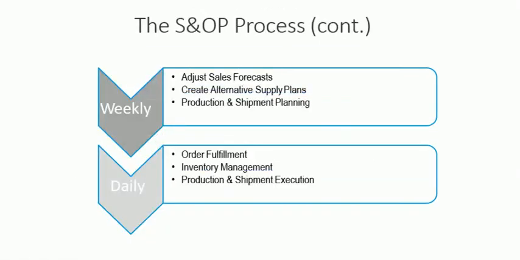On a weekly basis, you should adjust the sales forecast according to the actual demand. You should create alternate supply plans, and work on production and shipment planning, because most of the time we have a loss in shipment and the product is not actually delivered to the customer. Whether you are working very well, the shipment companies are the ones who also cause a loss in your product. So you should also work on it.